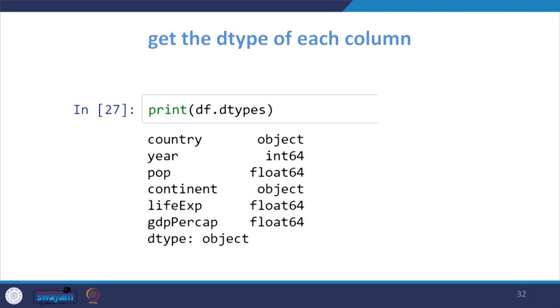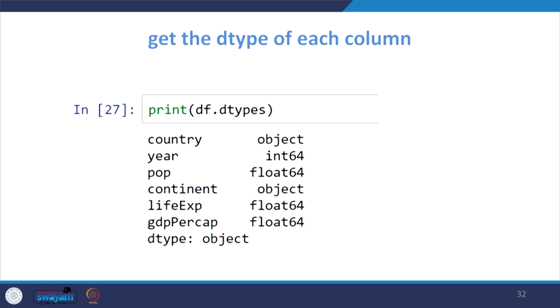Now we will see the data type of each column. For that you have to use the command dtypes. So print df.dtypes, this is the output which you will get. I will show you in Python. First we will look at what this output is. You see country is object, year is an integer, population is a float. Float means there is a decimal. Continent is an object, that means characters. Life expectancy is a float, that means you will get that value in decimals. Similarly GDP per capita is also in decimals.